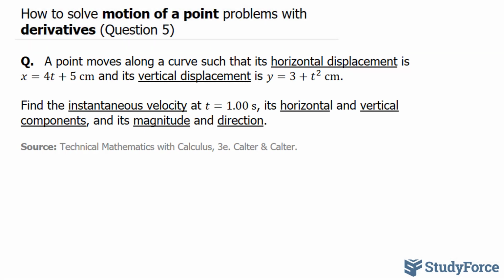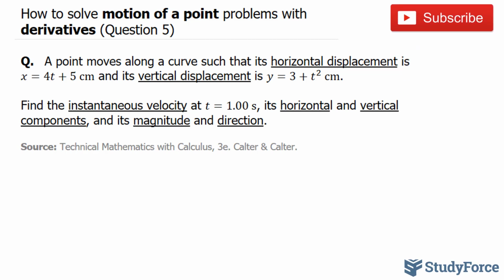direction. In order to find the instantaneous velocity, what we need to do is first find the horizontal and vertical components. To find the horizontal and vertical components, we have to take the derivative of both of these equations and substitute t is equal to 1. By doing that for this equation, we find v subscript x, or the horizontal component, and by doing that for this equation, we end up with v subscript y, the vertical component. From that, we can then find the instantaneous velocity using the Pythagorean theorem.